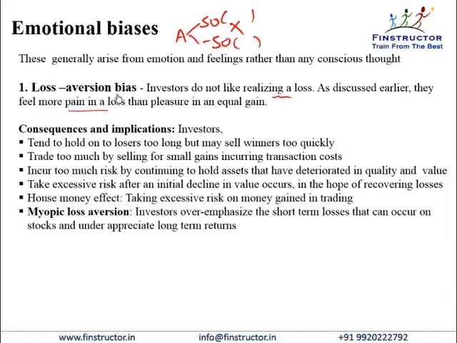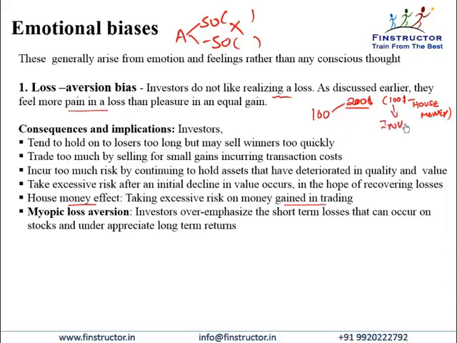Loss aversion bias also leads to a phenomenon called the house money effect. So investors think of money gained in trading as free money. That is, if I invested $100 and 2 months later the $100 became $200, then the additional $100 that I gained is thought of as house money or essentially free money, even though the entire value of the $200 is now mine and should be looked at as an integrated portfolio.